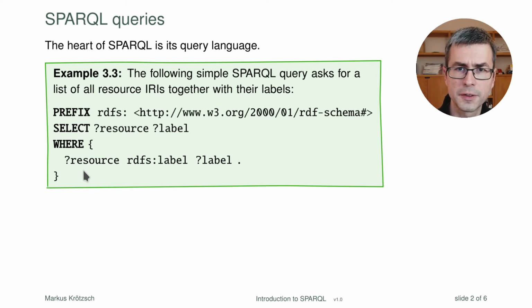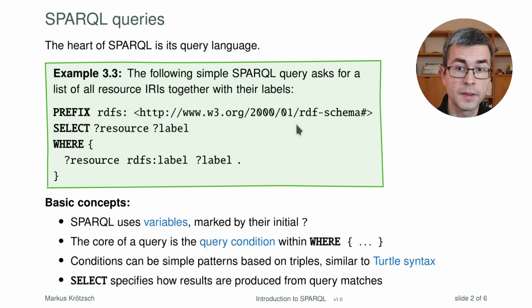And in this case, the query condition is simply a single line which encodes a triple, or rather a triple pattern, I should say. It looks very similar to the syntax that you know from Turtle again. But now we have variables inside what would be the triple. So the subject here is the variable resource. The predicate is the RDFS label property abbreviated with the prefix. And the object again is a variable, in this case label. And what this does now is it retrieves all the triples that match this pattern, where you have some resource connected by RDFS label to some label. And you want to get for these things the resource and the label.